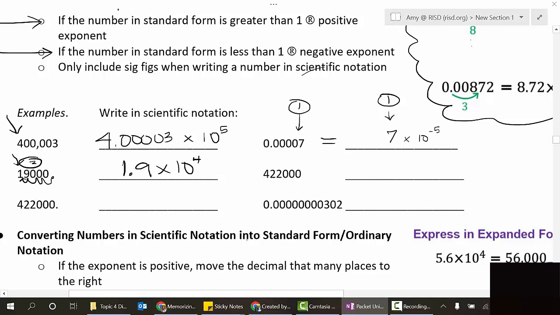There we go. Yeah, so that is an equivalent number, and it still has 2 sig figs, so I'm good. All right, let's try another one. 400,000.